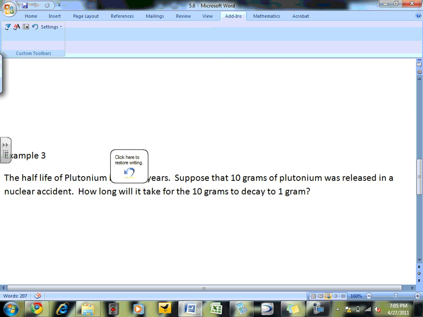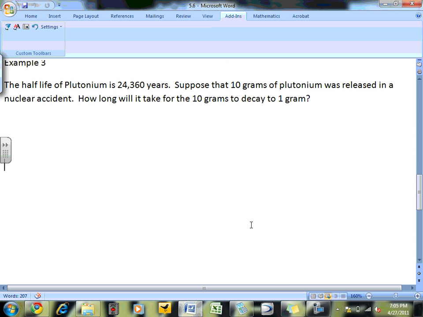All right. A little more real life problem here: the half-life of plutonium is 24,360 years. Suppose that 10 grams of plutonium was released in a nuclear accident, kind of like the one that's going on in Japan right now. How long would it take for those 10 grams to decay to 1 gram?